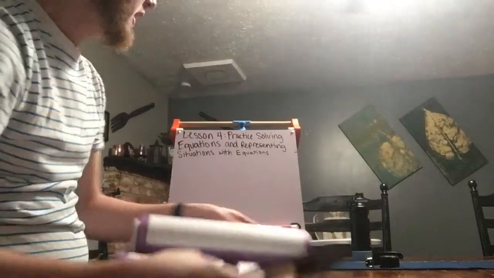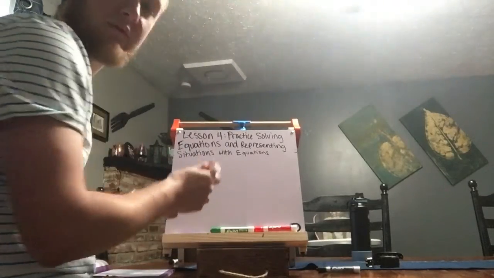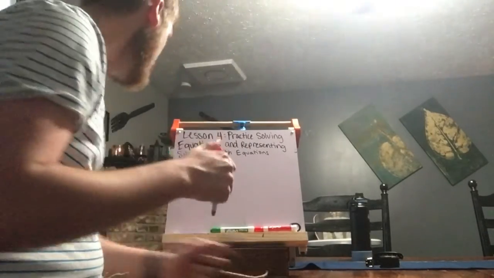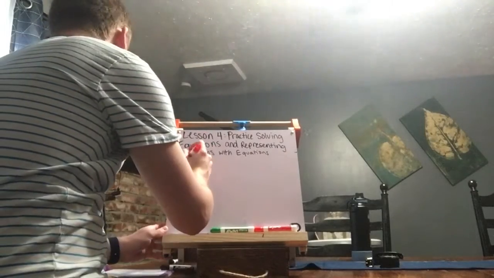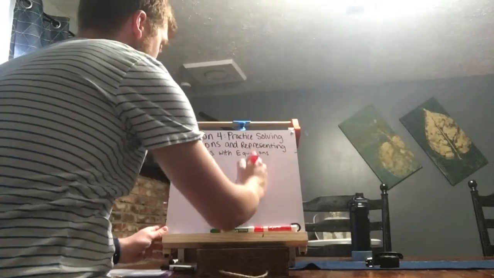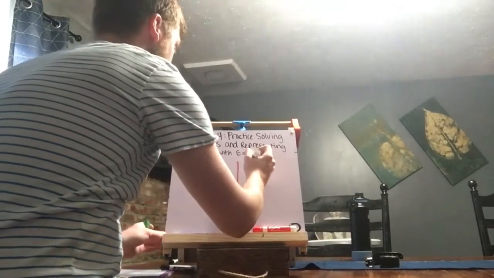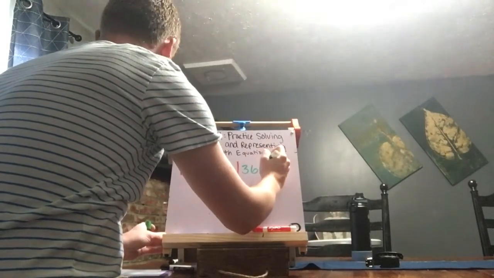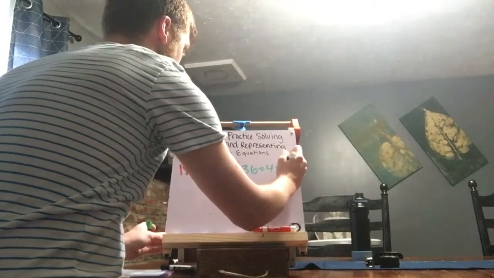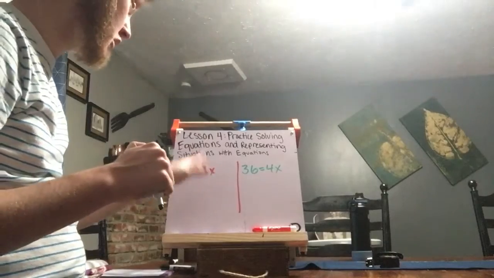And so I'm going to just go ahead and do column A and column B, row 1. And so in column A, we have the problem 18 equals 2x. And then in column B, we have 36 equals 4x. So what we're going to be doing is we're going to work on column A first.